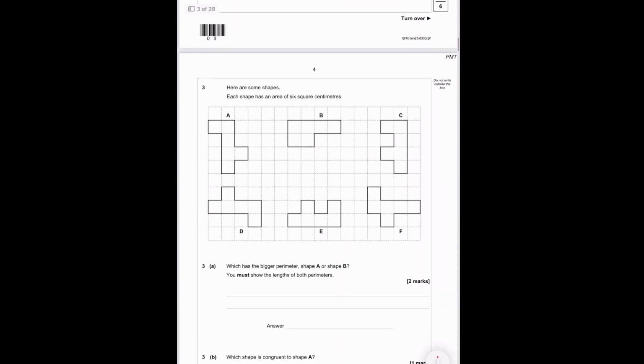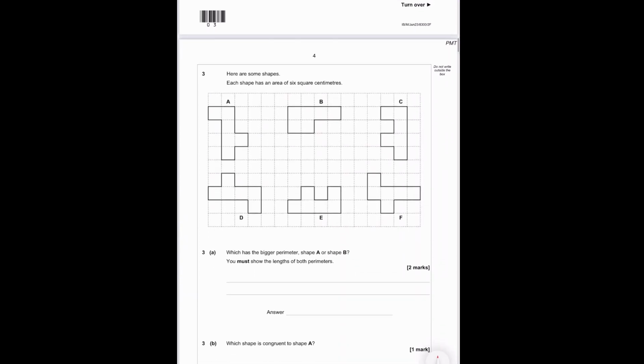Here are some shapes. Which has the biggest perimeter, A or B? You must show the lengths of both perimeters. So A is going to be 1, 2, 3, 4, 5, 6, 7, 8, 9, 10, 11, 12, 13, 14. And B is 1, 2, 3, 4, 5, 6, 7, 8, 9, 10, 11, 12. So the answer is going to be A.